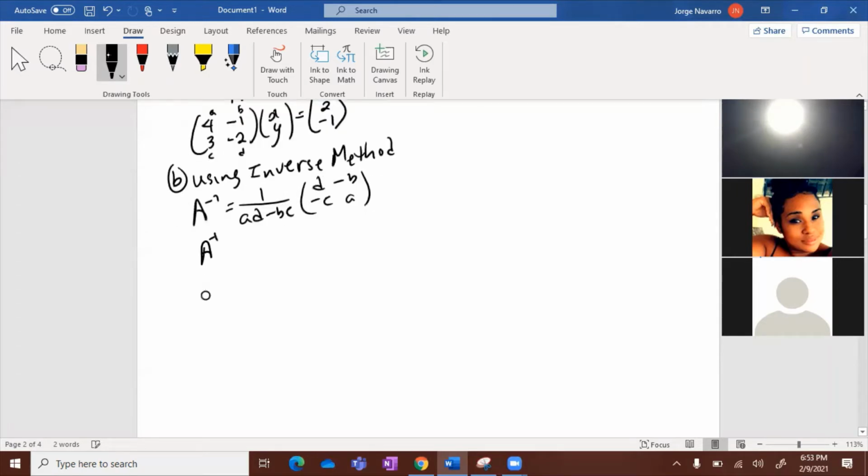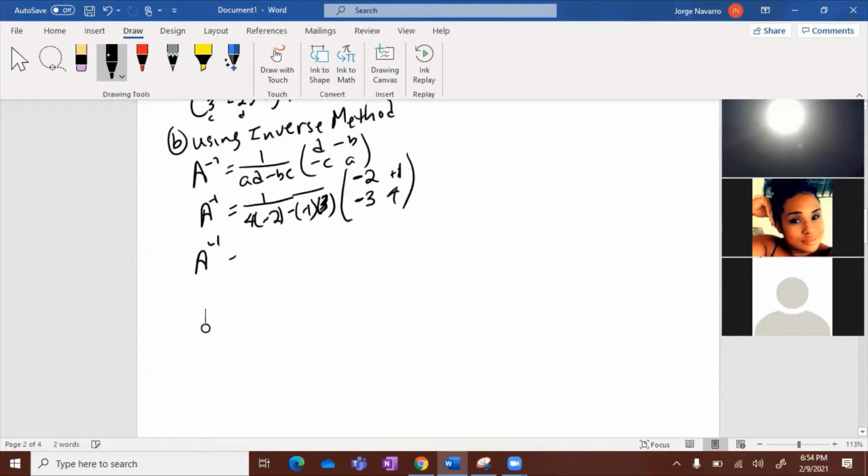So A to the -1 equals 1 over 4 times -2 minus -1 times 3. Okay? Times, well, D is -2. B is -1, so negative B will be a +1. 3 is C, and so negative C will be -3. And A is 4. So that's what I'm going to have there.